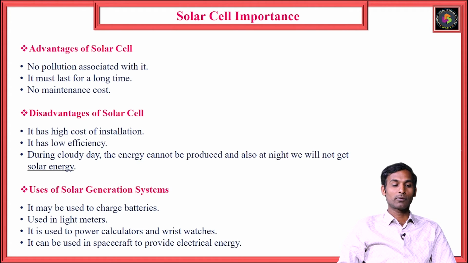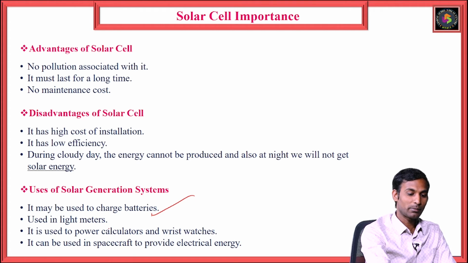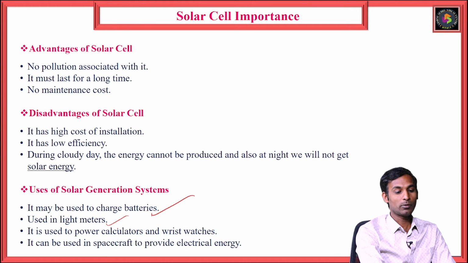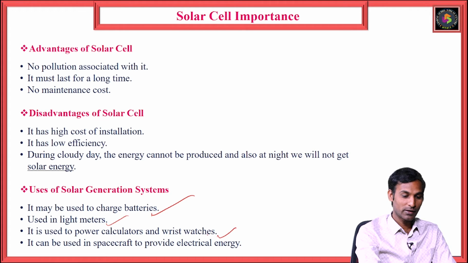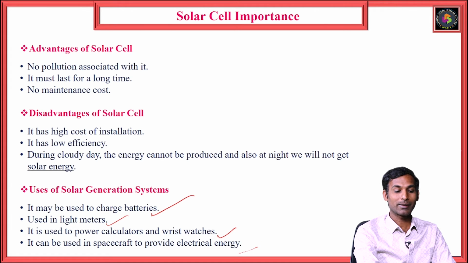What are the uses of the solar generating system? It may be used to charge batteries for EV vehicles. It is used in light meters. It is used to power calculators and wristwatches. Very important, it can be used in spacecraft to provide electrical energy. In washing machines also, we are using the solar cell.